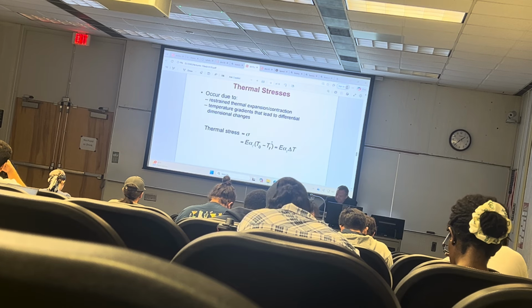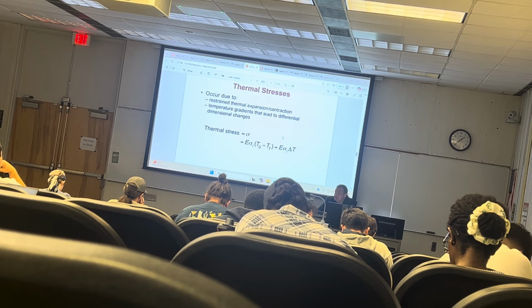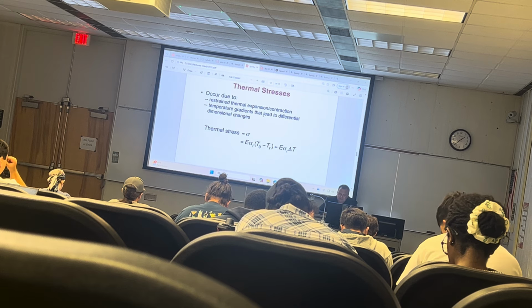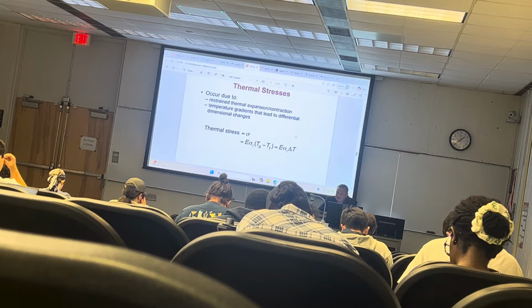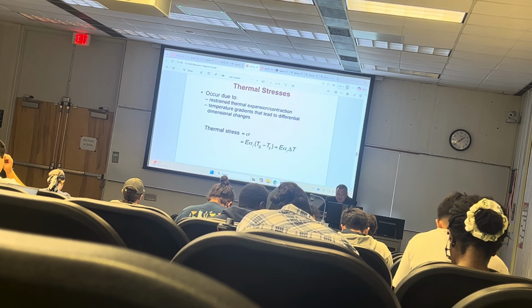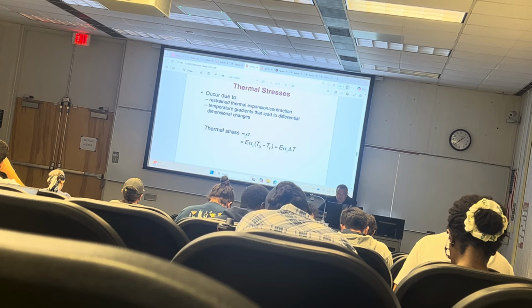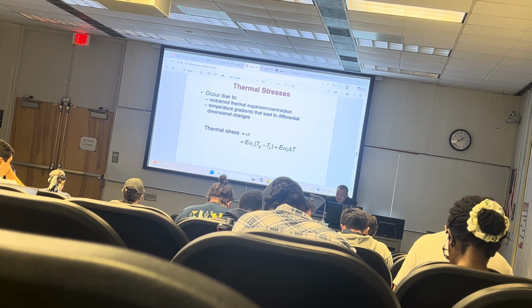Okay. Thermal stress. We already established and discussed that materials expand and contract, but the temperature gradient leads to different changes in that expansion and contraction. So stress, sigma, is equal to E, elastic modulus, times the strain, which is alpha times delta T. So E alpha delta T.